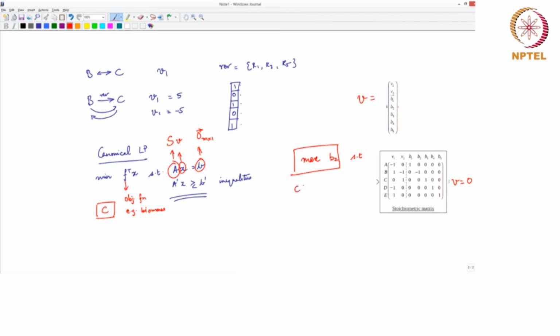So this has to be written as some C dot V. So what is the C vector that will multiply this to give you B2? It will be 0, 0, 0, 1, 0, 0, 0. So now C transpose, this transpose, into this vector.